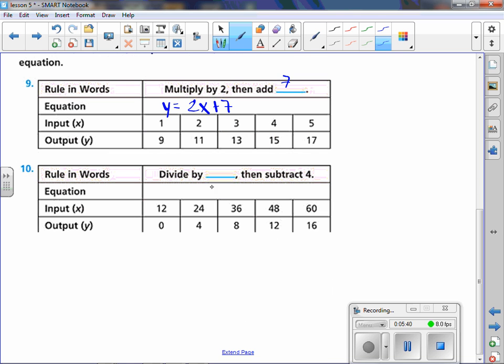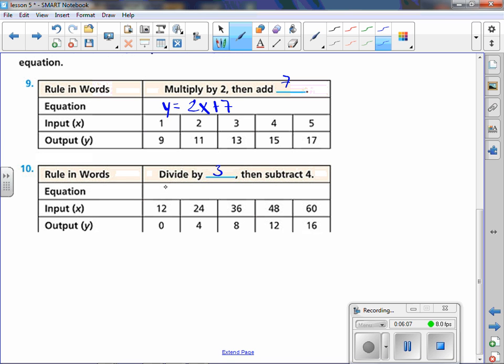We're going to divide by something and then subtract 4. Okay, kind of tricky. I'm going to come and do this one down here. Okay, so 8, 24, and 8. What do they have in common? 3. Okay, so I think it's divide by 3. Let's try it out. 12 divided by 3 is 4. Subtract 4 gets me 0. All right, good, good, good.